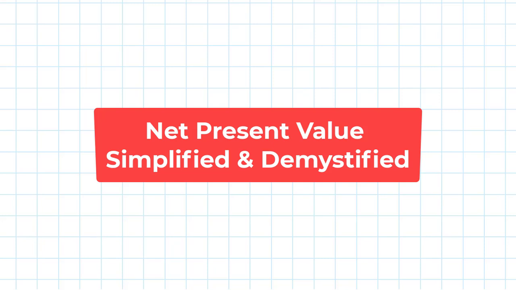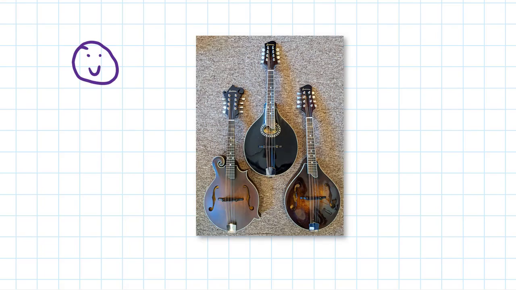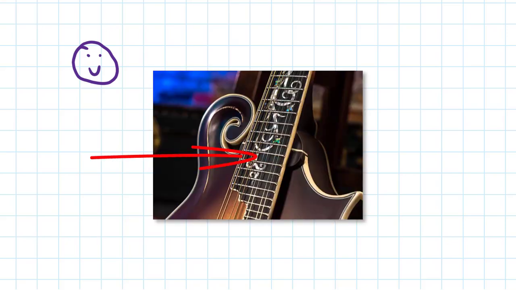Welcome. In this video, I will simplify and demystify the concept of net present value. Imagine I have a business manufacturing musical instruments by hand. I've got several employees, and the bottleneck stage of production is carving out the inlay patterns. This is manual, precision work, and it takes the most amount of time when I'm creating my musical instruments.